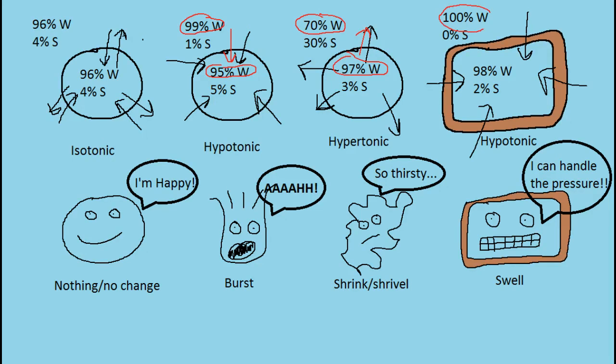And in our last cell here, water is highest on the outside and lowest on the inside, meaning that water is going to rush in, again, a hypotonic solution. The only difference here is that it has that cell wall, which is going to be protecting it from going all exploding and stuff.